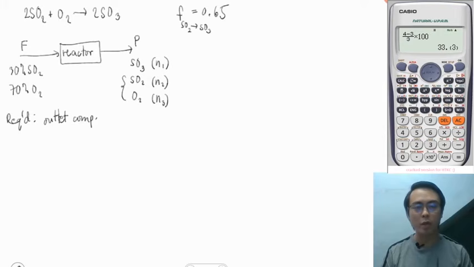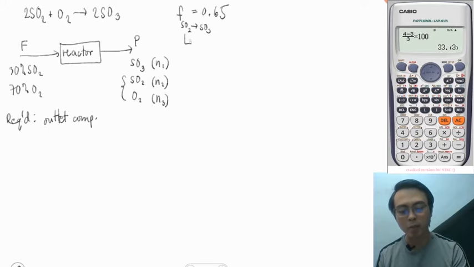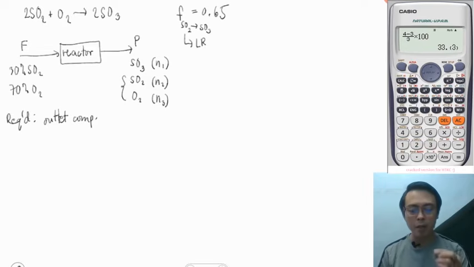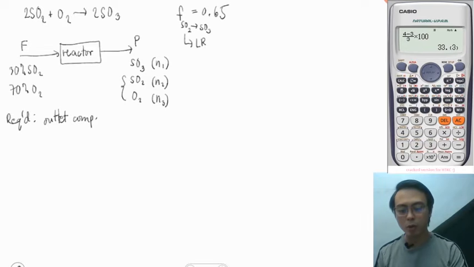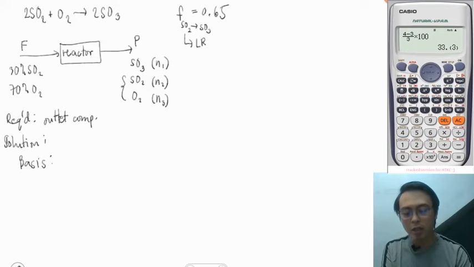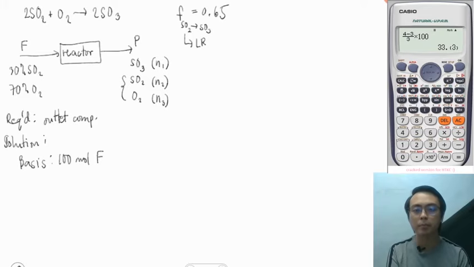Okay, so you always have to clarify to which reactant the conversion pertains. In this case, the conversion pertains to the limiting reactant. You can perform side calculations and confirm that SO2 is our limiting reactant. Okay, but in this case, let's now go to our solution. Let's set our basis because we cannot solve this without a suitable basis. We are given a composition in the feed, therefore the basis should be in the feed. Let's have 100 moles of F as our basis.